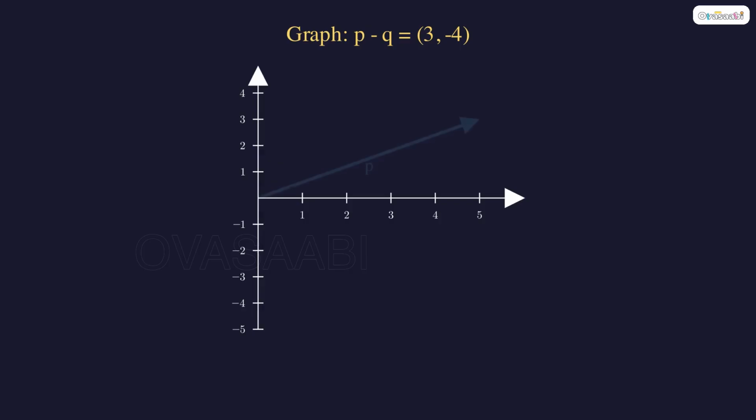On the graph we draw P first. Then we flip Q to get -Q and place it tip to tail. The resultant points right and downward, giving us (3, -4).